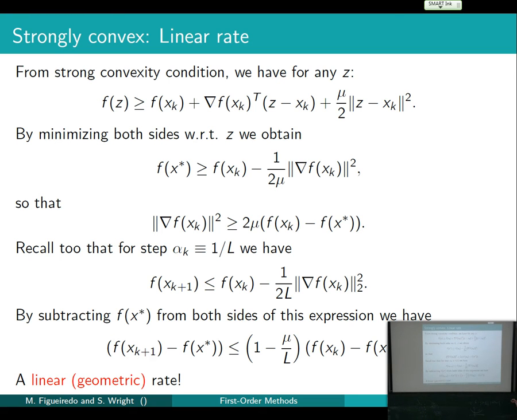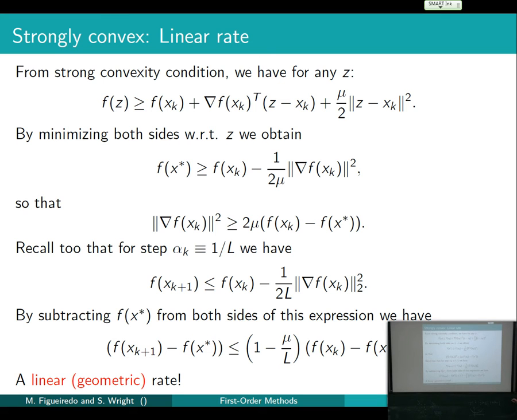Now I minimize both sides. I can minimize the two sides independently, and the greater than or equal to will still be true. So I'm going to choose a z that minimizes that side, and that z is obviously going to be the optimum, x star. And I'm going to choose a z that minimizes that side, and that's something different from x star. But when I plug that z in, I get this on the right-hand side.